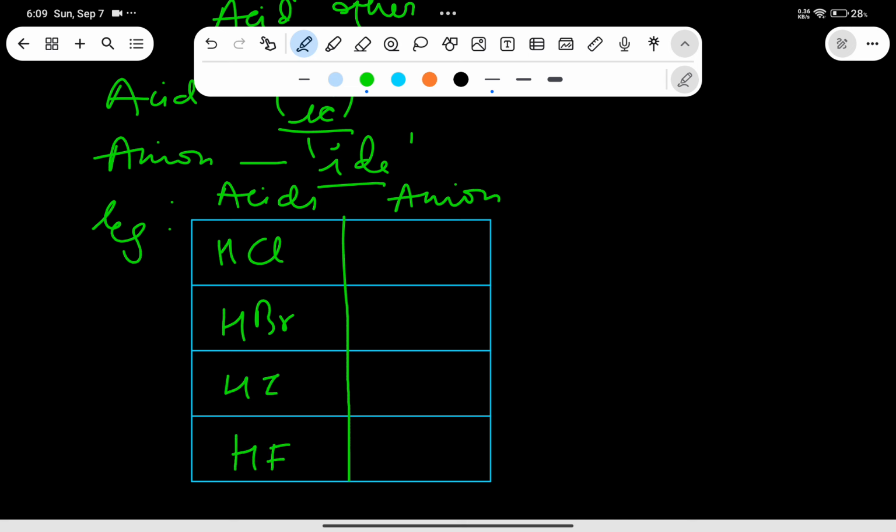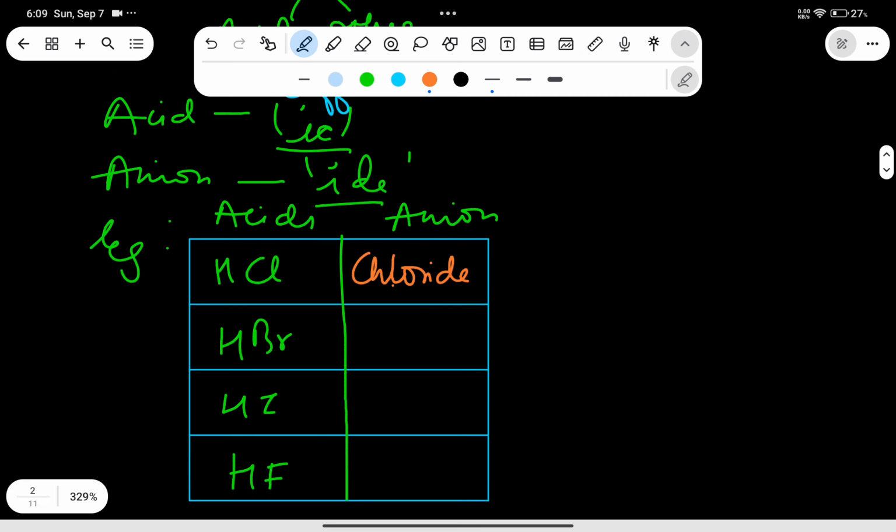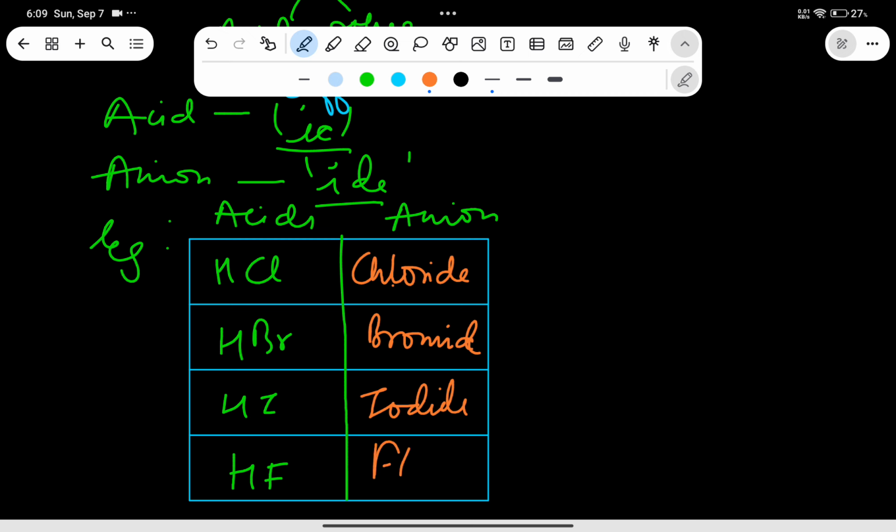What are these acids? These are acids whose name ends with ic. These are non-oxo acids, which means they do not have oxygen in them. So for example, the anion here would be called chloride ion, bromide ion, iodide, and simply fluoride.